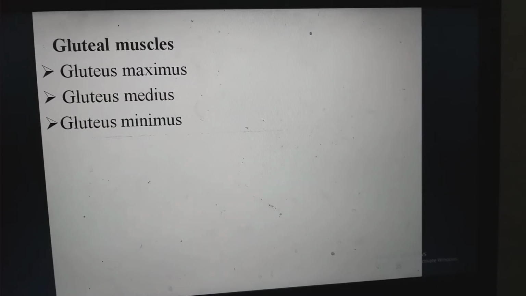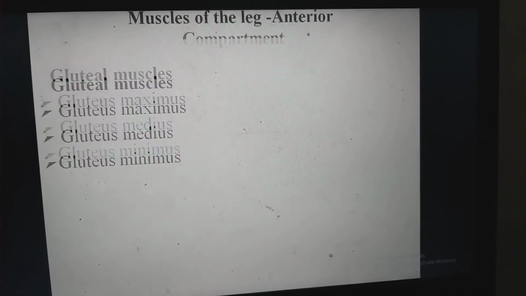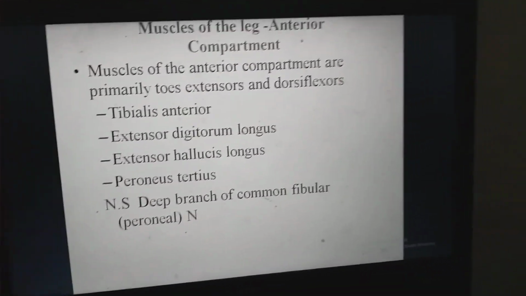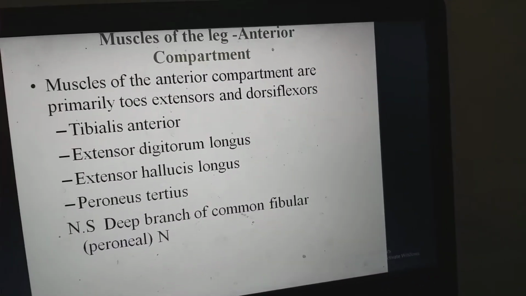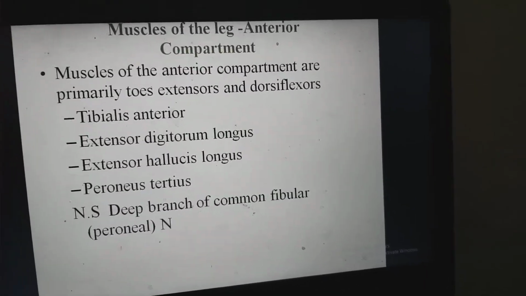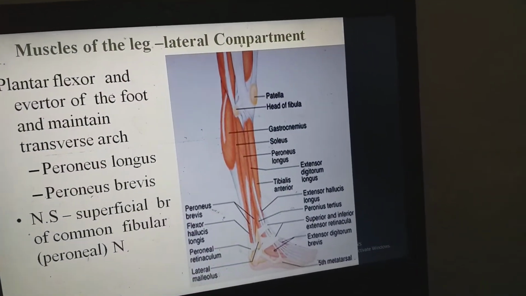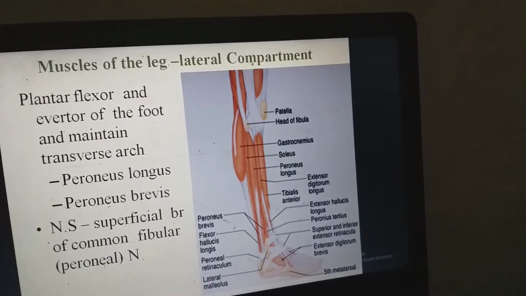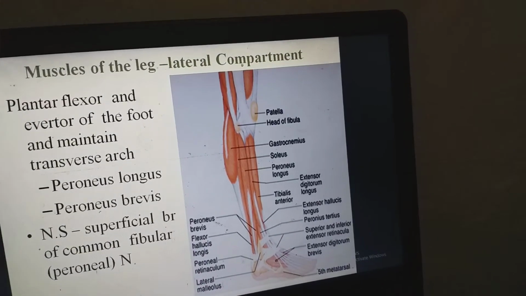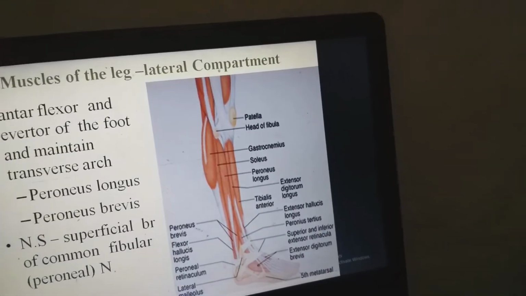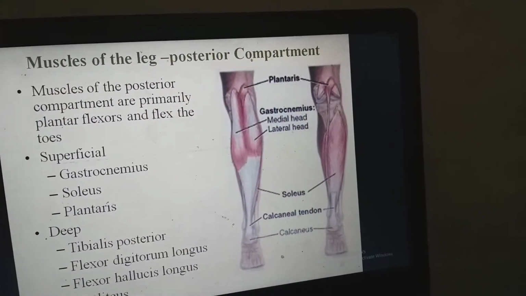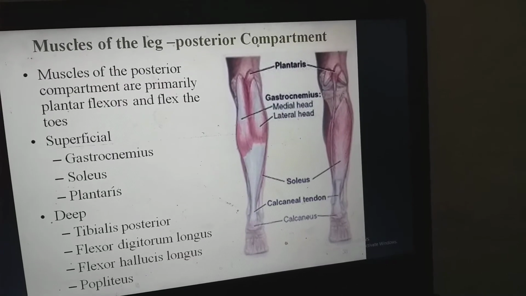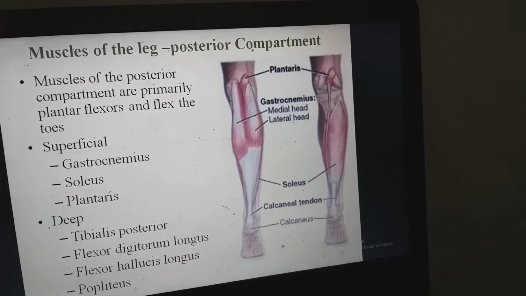Gluteal muscles: gluteus maximus, gluteus medius, and gluteus minimus. Muscles of the leg, anterior compartment: there are different muscles again in the anterior compartment. Their major function is toe extension and dorsiflexion. The other muscles are in the lateral compartment. They move your leg laterally. These are plantar flexors and evert your foot and maintain the transverse arch so that you are standing on the ground very well.